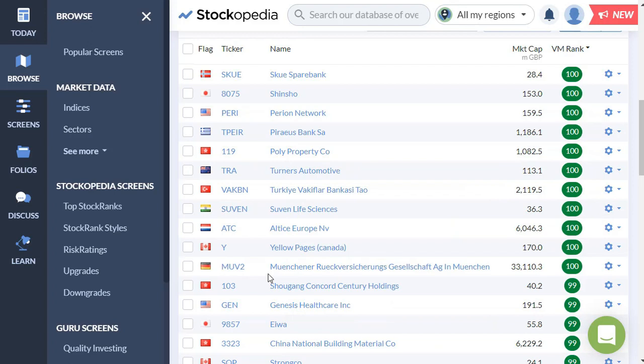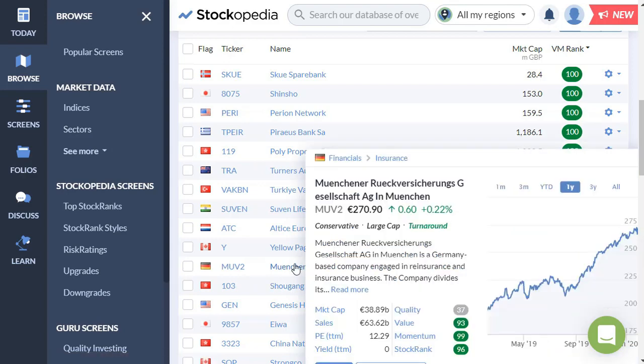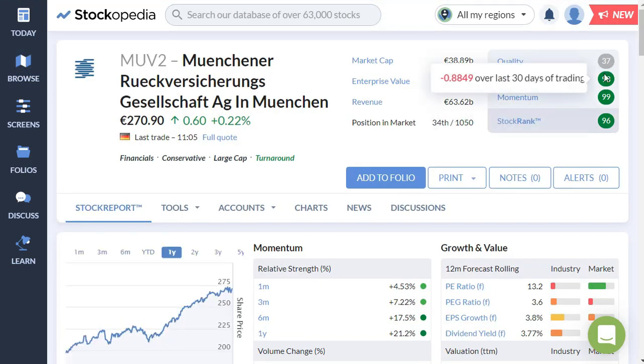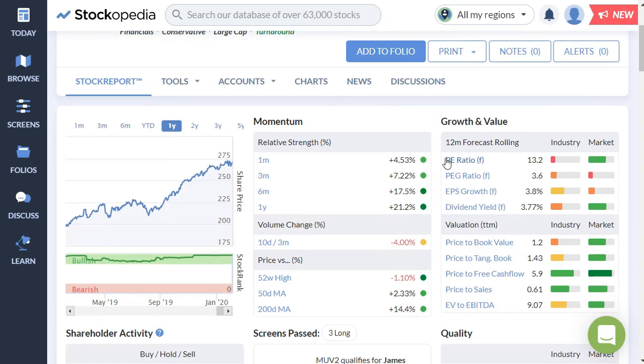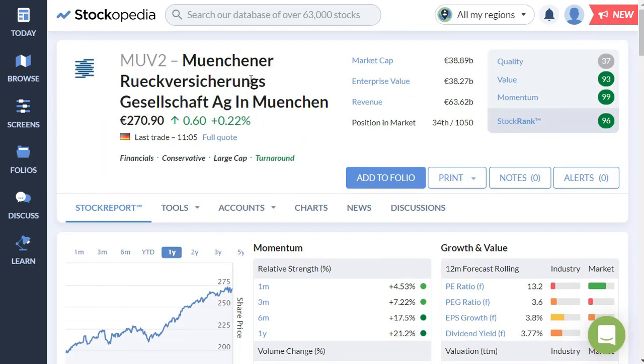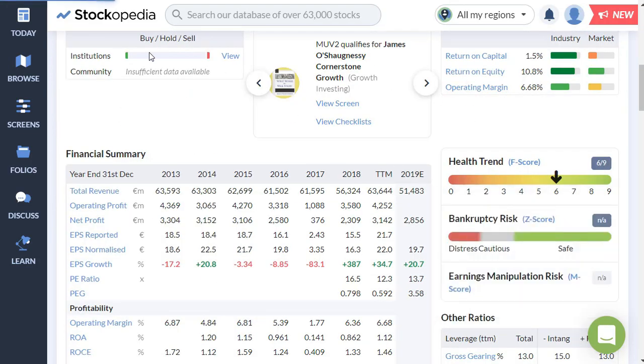Whoever calls a company Münchener Rückversicherungsgesellschaft AG in München. What kind of name is that? All right, but anyway, it is fairly high here. So if you would like a very high scoring company on the value and momentum, and you do want a company that no one can pronounce, then this one might be it. It is not the best of quality, so the earnings are not fantastic, but the value and the momentum is great. So that is something you can get from these screens.